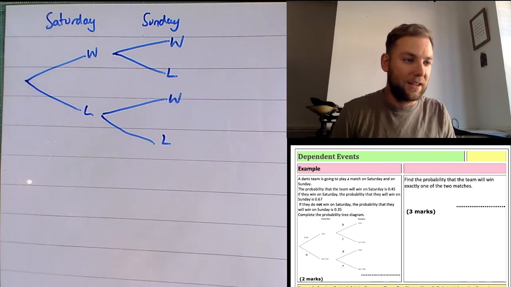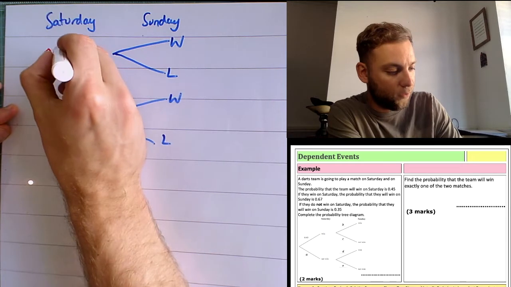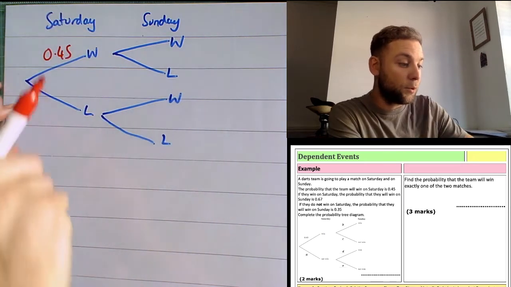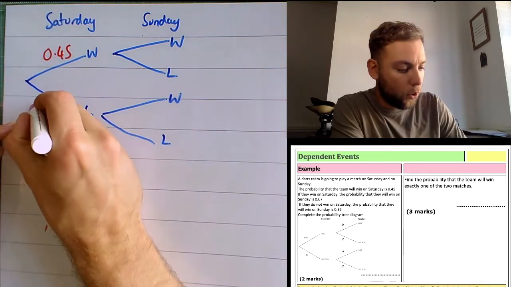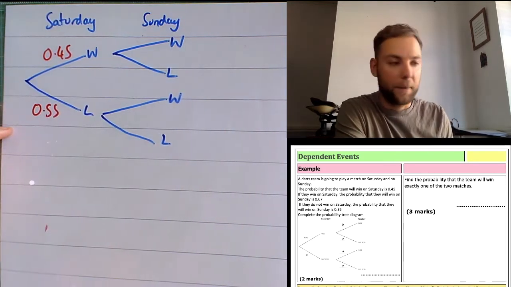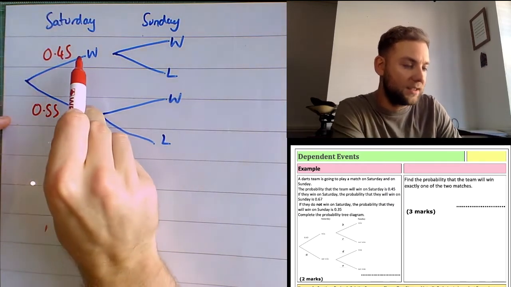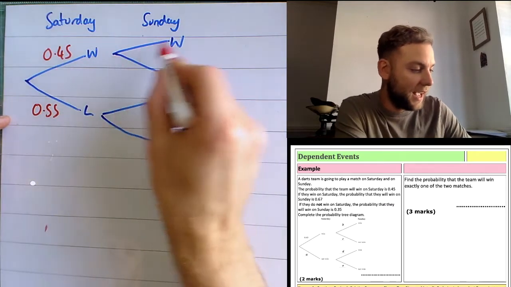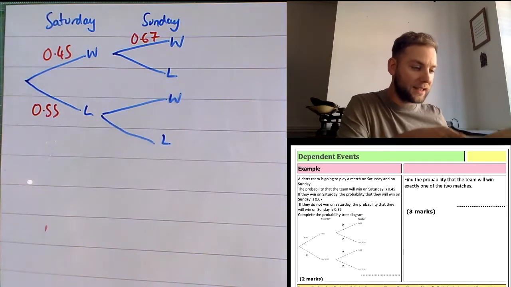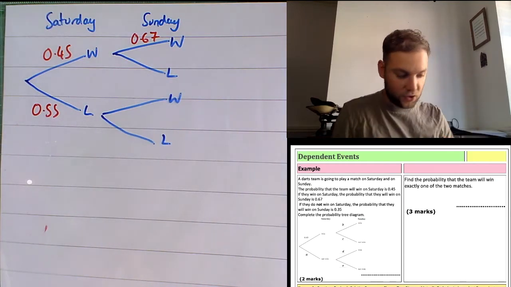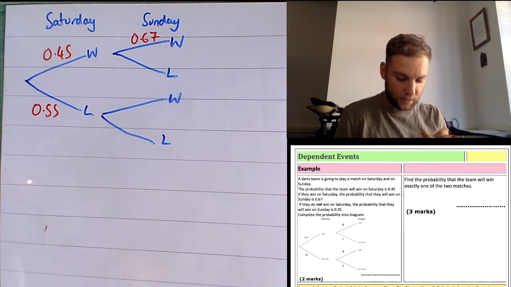So let's have a look at Saturday first of all. It says the probability the team will win on Saturday is equal to 0.45, which means that the probability they lose is going to be 1 minus that, which is equal to 0.55. Then we go on to the next stage. If they win on Saturday, the probability they win on Sunday is equal to 0.67. So it's going to be 1 minus this for if they lose, which is 1 minus 0.67, which is equal to 0.33.